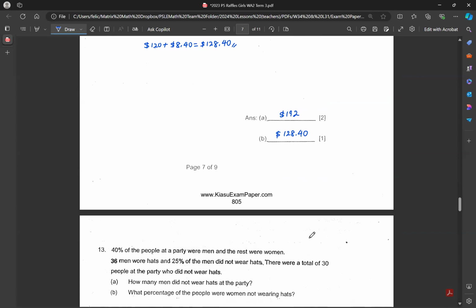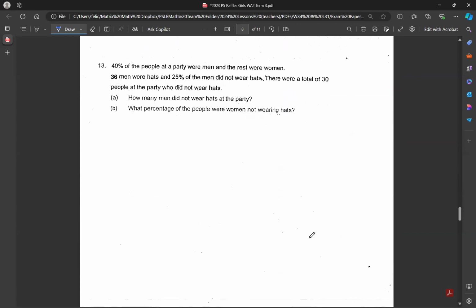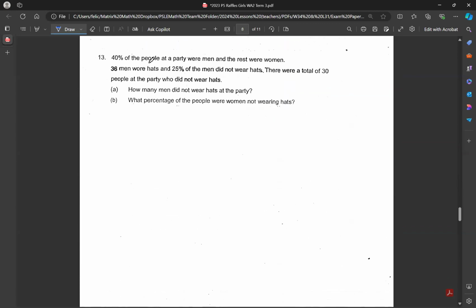All right. Okay, I'll move on to question 13. 40% of the people at a party were men and the rest were women. 36 men wore hats and 25% of the men did not wear hats. There were a total of 30 people at the party who did not wear hats. How many men did not wear hats at the party?